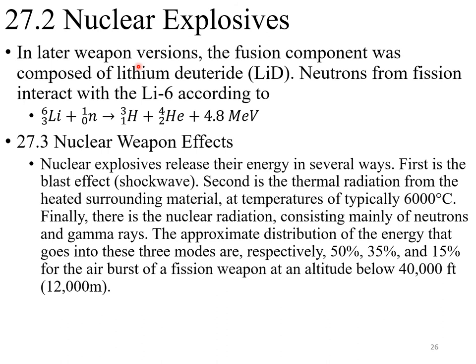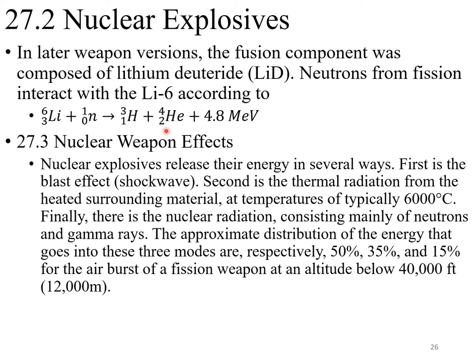In later weapon versions, the fusion component was composed of lithium deuteride. Neutrons from fission interact with the lithium-6 according to this equation. So a neutron is absorbed by the lithium-6 to produce tritium and helium-4. The tritium produced allows for the deuterium-tritium reaction to occur. Other thermonuclear devices use tritium as the principal explosive material. To increase the yield from the primary, a technique called boosting may be employed to inject a deuterium-tritium gas mixture.